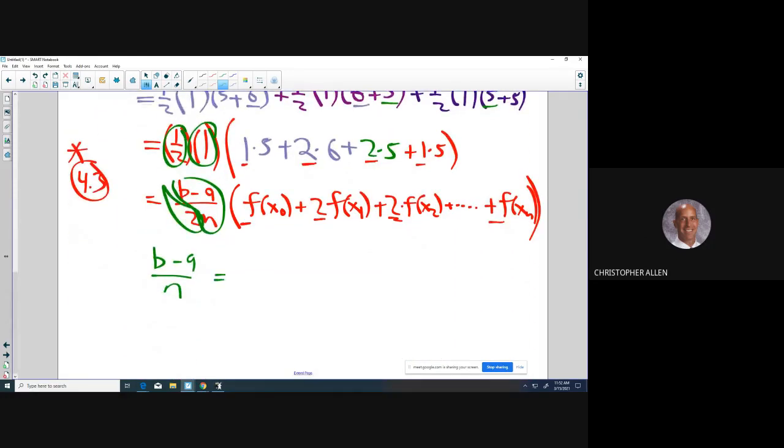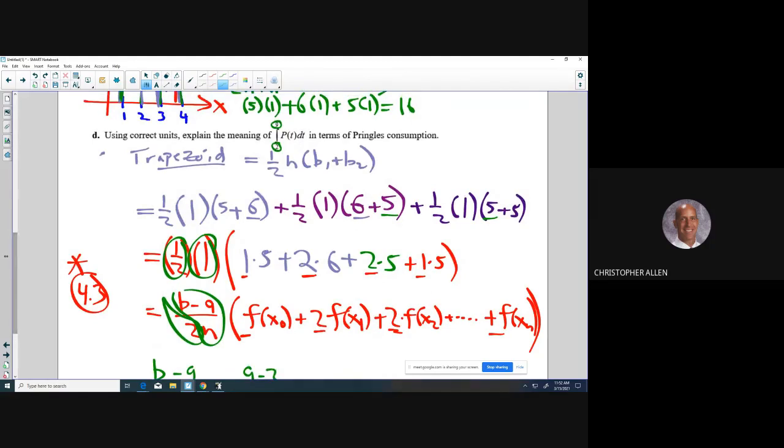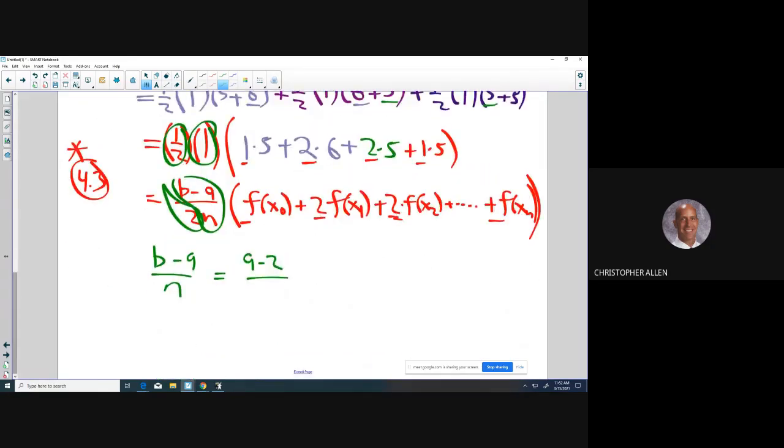So in our case, that's going to be 9 minus 2 over, and then how many trapezoids are we doing here? I think that would be 6. There'd be 6 of them. Let me make sure I don't tell you all of that.